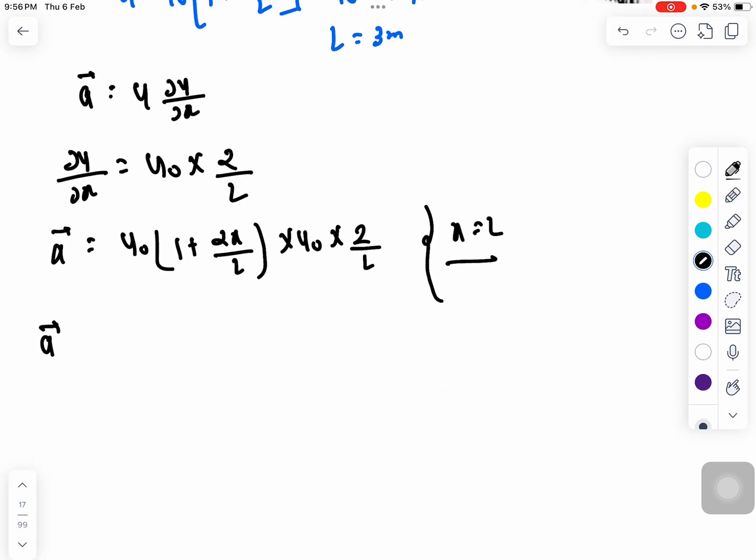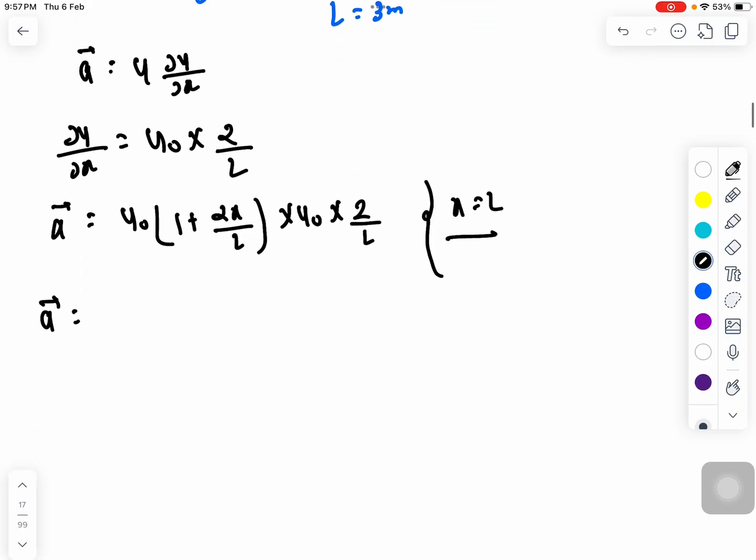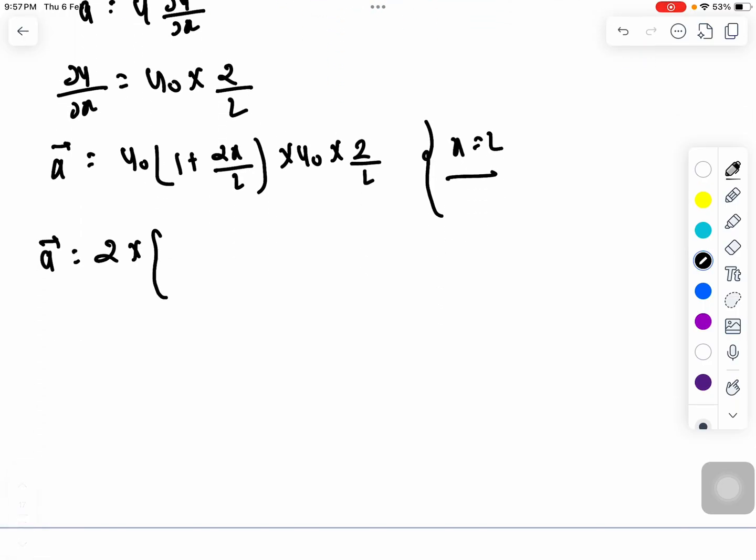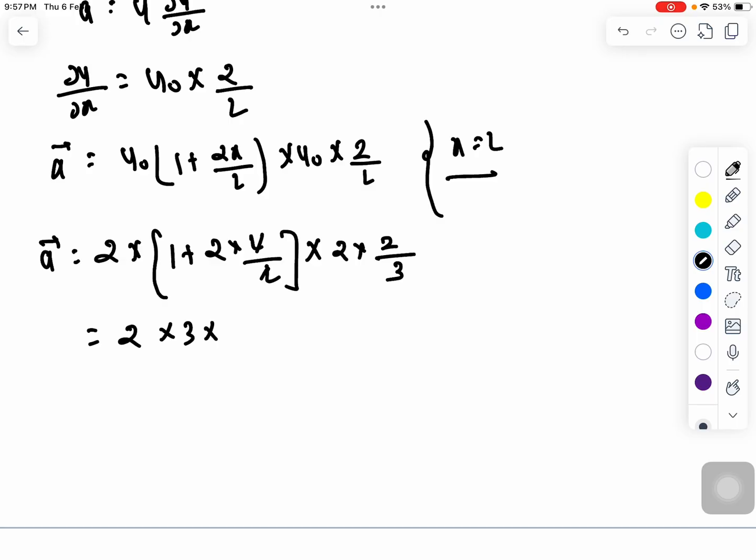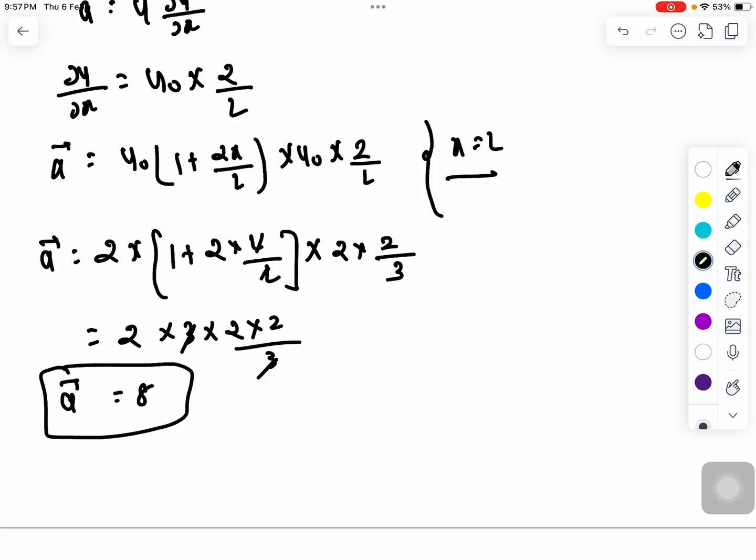So what is the vector? u naught is given to you. That is 2 multiplied with 1 plus 2 into L divided by L, multiplied with u naught, which is 2 into 2 divided by L, that is your 3. So L will get cancelled out, so that will be equal to 2 multiplied with 3 multiplied with 2 into 2 divided by 3. So it will get cancelled out, and 8. The acceleration vector, the convective acceleration you are getting here, is 8.